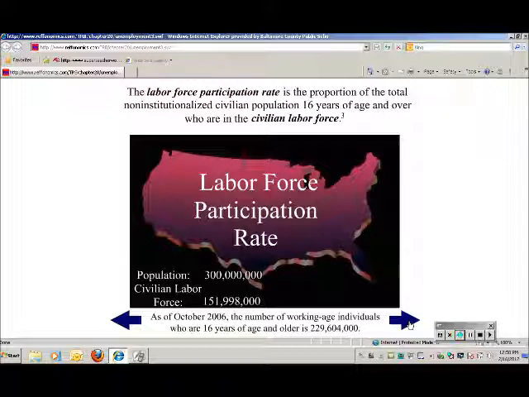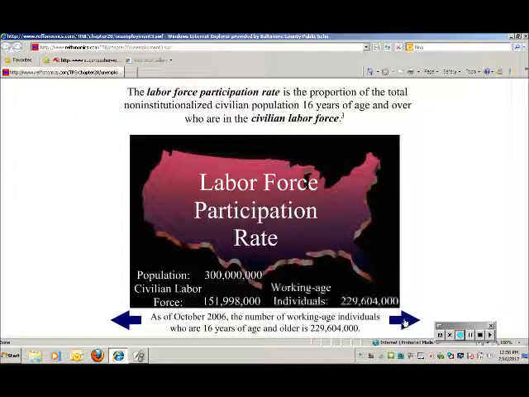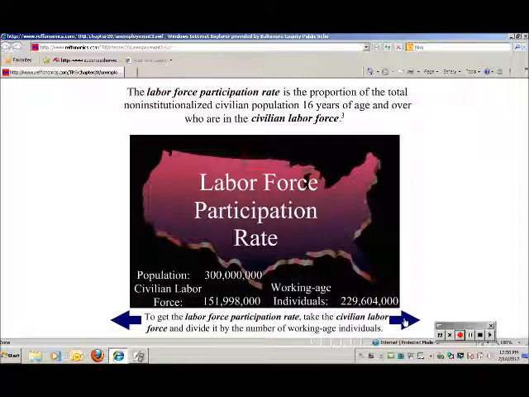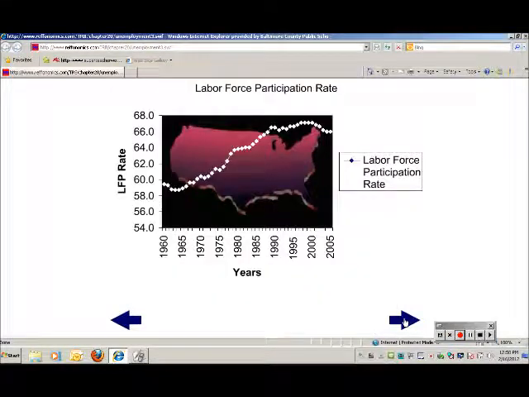Another thing that comes up in the discussion about this is the non-institutionalized civilian population. We'll get to that in a second. To get the labor force rate, you take the civilian labor force and divide that number by the number of working age individuals, and that will give you your participation rate. You can see these two numbers clearly, which gives about 66.2% using these numbers.